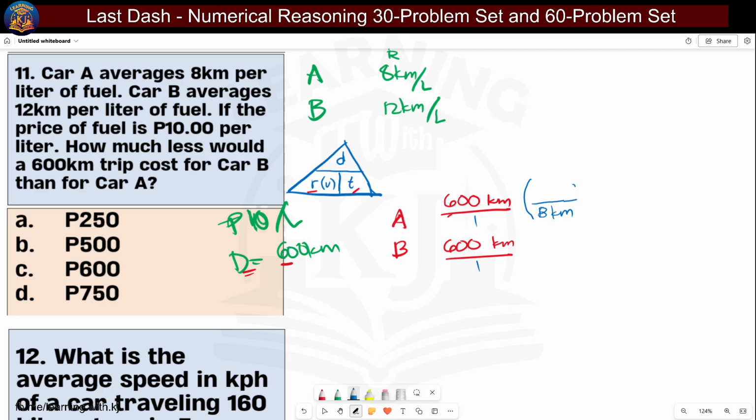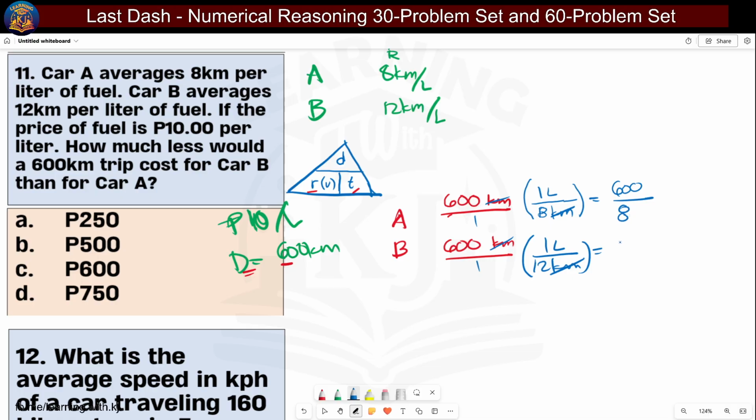Okay, so 8 kilometers sa kada isang liter. The same thing with dito sa kabila, 12 kilometers sa kada isang liter. Na magiging dimensionless na siya kasi kilometer divided by kilometer is dimensionless or unitless. Okay, we're gonna have to multiply all the numerators. That's 600 times 1. So this will be a total of 600 divided by 8.